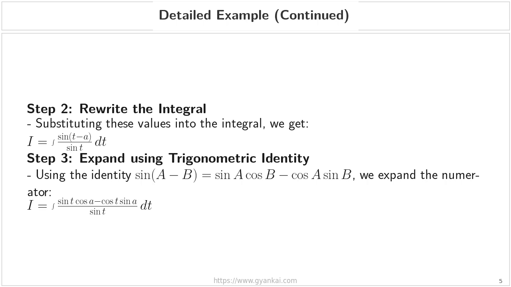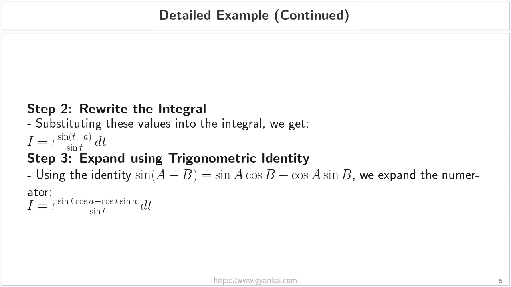Therefore, our integral now becomes the integral with respect to t of the quantity, sine of t times cosine of a minus cosine of t times sine of a, all divided by sine of t. This expansion is crucial because it allows us to split the fraction in the next step, making the integral much easier to handle. We've successfully transformed a potentially complicated integral into a form where we can apply simpler integration techniques. Remember, the goal is always to manipulate the integral into a manageable form, and this expansion is a key step in achieving that. Okay, let's move on to slide 5.